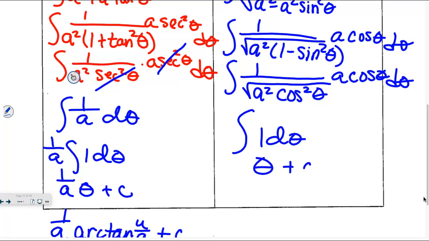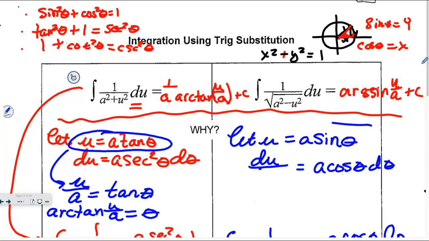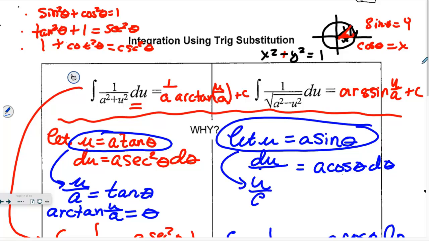Theta plus c. But now I have to take theta and send it back to a's and u's. So I'm going to go back up to the top, and I'm going to go see what I defined it as, right? And there it is. So this means that u over a is sine of theta. Must be. Correct? So what's theta?